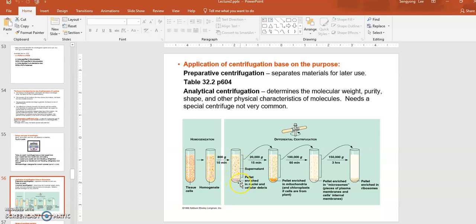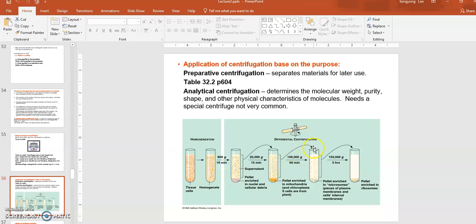In the pellet, you will have heavy, large, chunky stuff like nuclei and cell debris. You can transfer the supernatant to the next centrifugation tube and spin at a higher speed, maybe 20,000 G, about 15 minutes. Then you again get a pellet versus supernatant. This time the pellet will include much of the organelles like mitochondria or chloroplasts, and the rest will be floating in the supernatant.